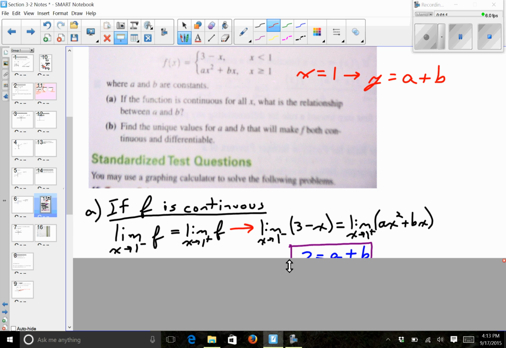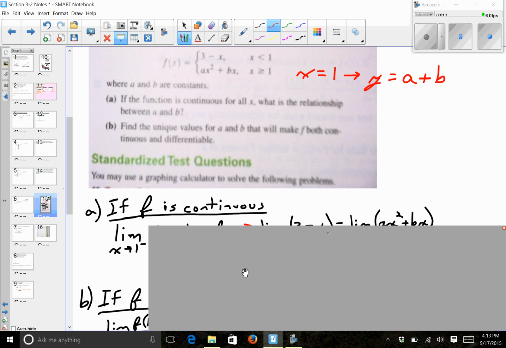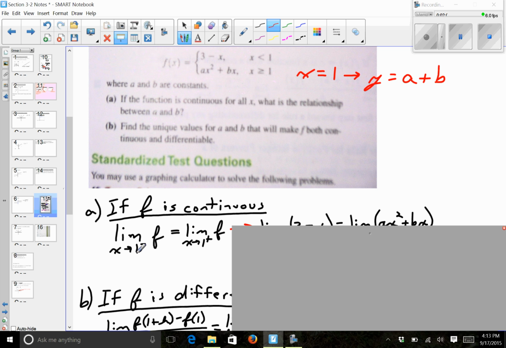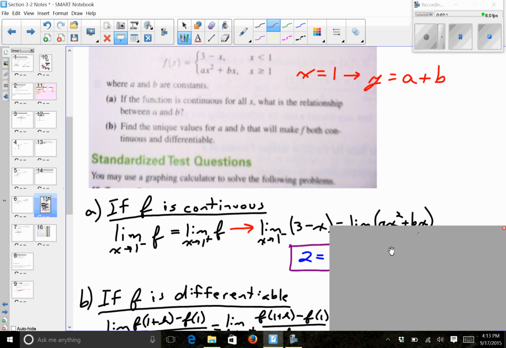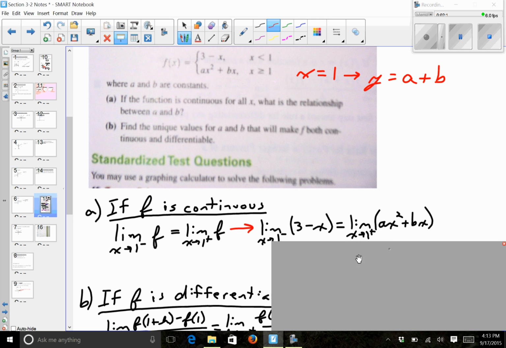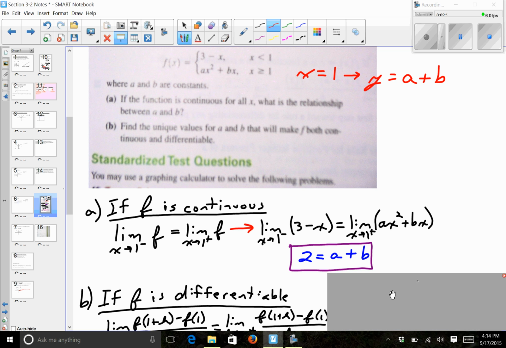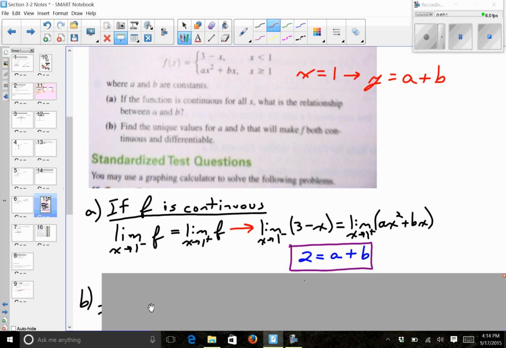So that means that if our function is continuous, the left-hand limit as we approach 1 must equal the right-hand limit as we approach 1. Well, if we're to the left of 1, we have to use 3 minus x. And if we're to the right of 1, we have to use the quadratic. Well, we can actually do substitution here. So if I plug in 1 for x, that's 2. And then if I plug in 1 for x here, that's a plus b. And we actually now have a relationship between a and b.